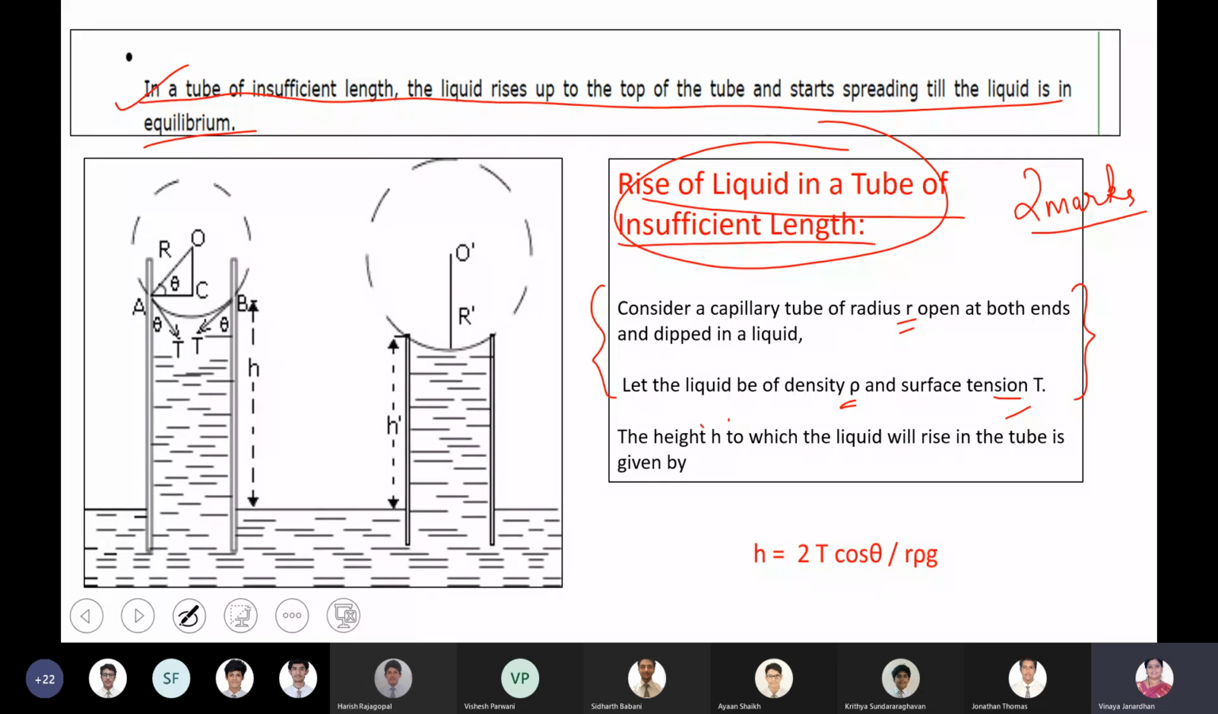So you are considering a capillary tube of radius r dipped in a liquid of density rho and surface tension T. The height h to which the liquid rises is given by the formula h is equal to 2T cos theta divided by r into rho into g. So this statement is important. Finish it out.